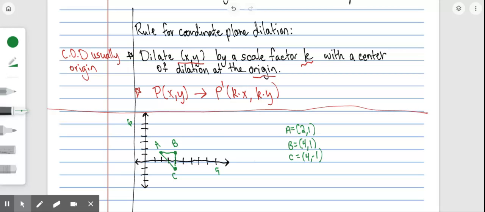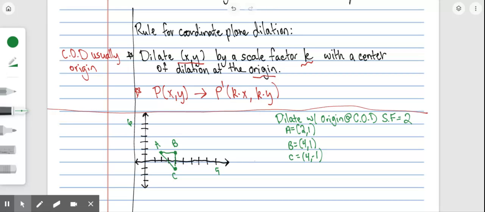I'm going to dilate with the origin as center of dilation and a scale factor of 2. Now I know that I did a bunch of abbreviations right there because I didn't want to write everything out. So SF obviously stands for scale factor. COD stands for center of dilation.